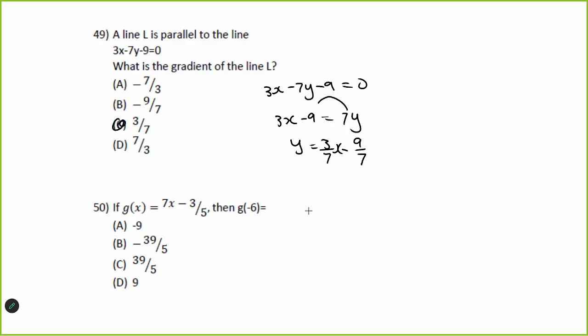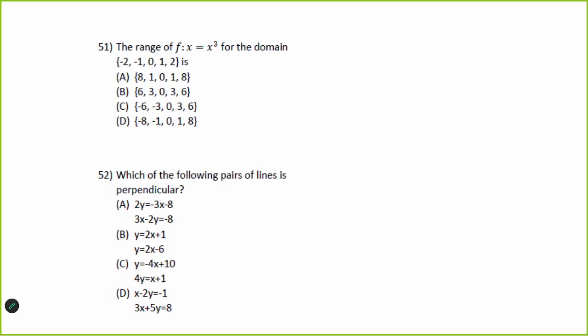This one here, g of minus 6, that's 7 by minus 6 minus 3 over 5. 7 sixes are 42, minus 3 is minus 45. Divided by 5 is negative 9. So the answer is E. This one here is a repeated question. Negative 8 was part of the answers.